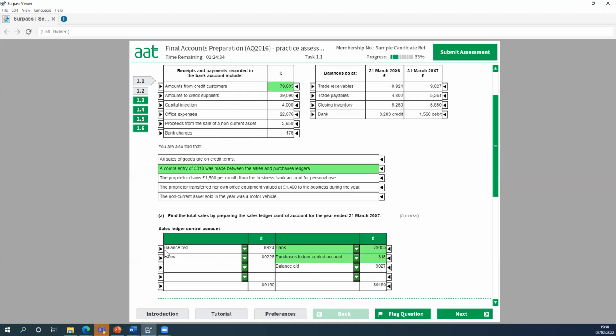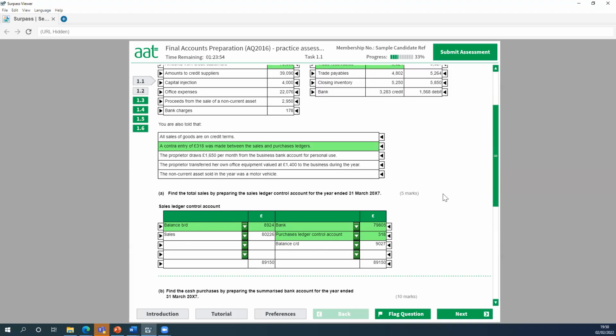So as a process of elimination, I should remember to tick these off. Good practice. Now I can work out what my closing figure is. If I add up the side with the greatest amount, 79,805 plus 318 plus 9,027 gives us 89,150. Take it across without thinking, and the balancing figure is our credit sales figure, which is what we're trying to find. So the sales figure is 80,226.